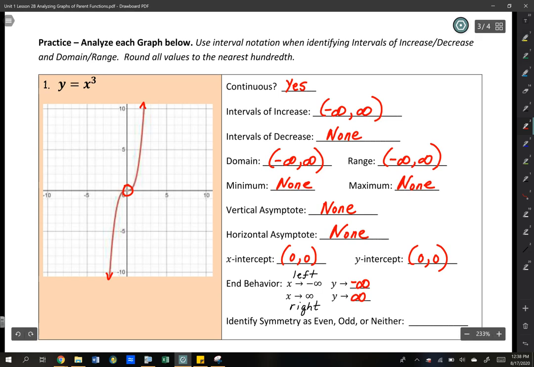So let me show you how that happens. First we reflect over the y-axis. And then we reflect over the x-axis. And when we reflect over the x-axis, we end up with exactly the same graph. And that's how we know it reflects over the origin. And that's how we know that this function is odd.